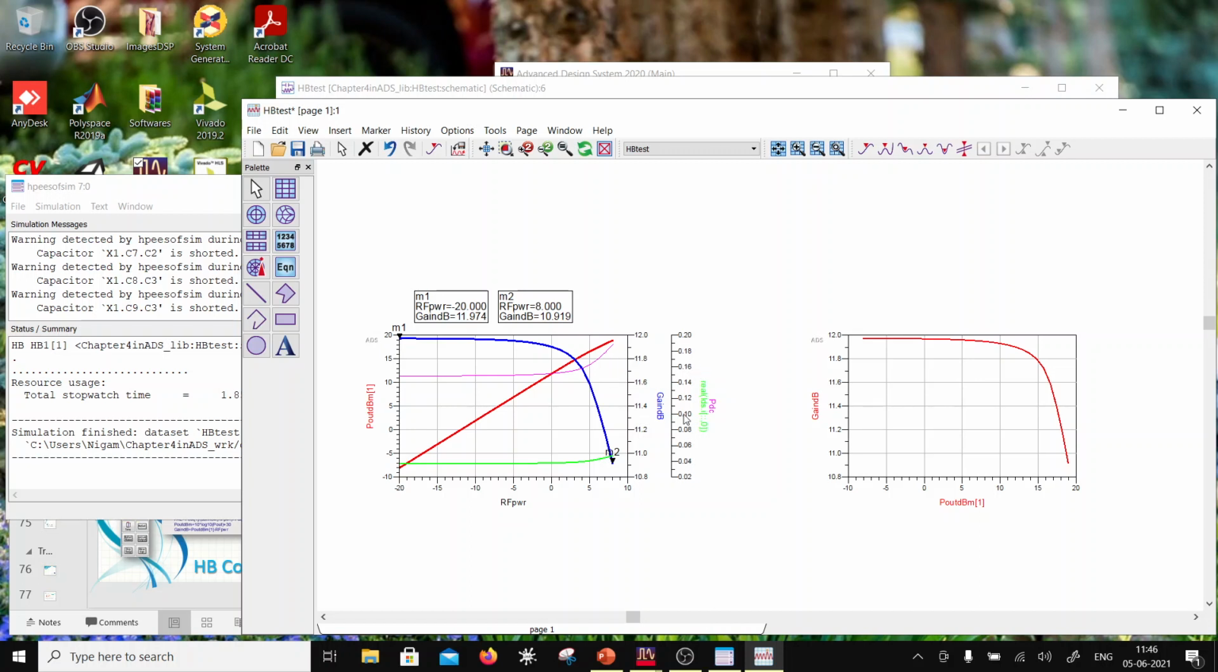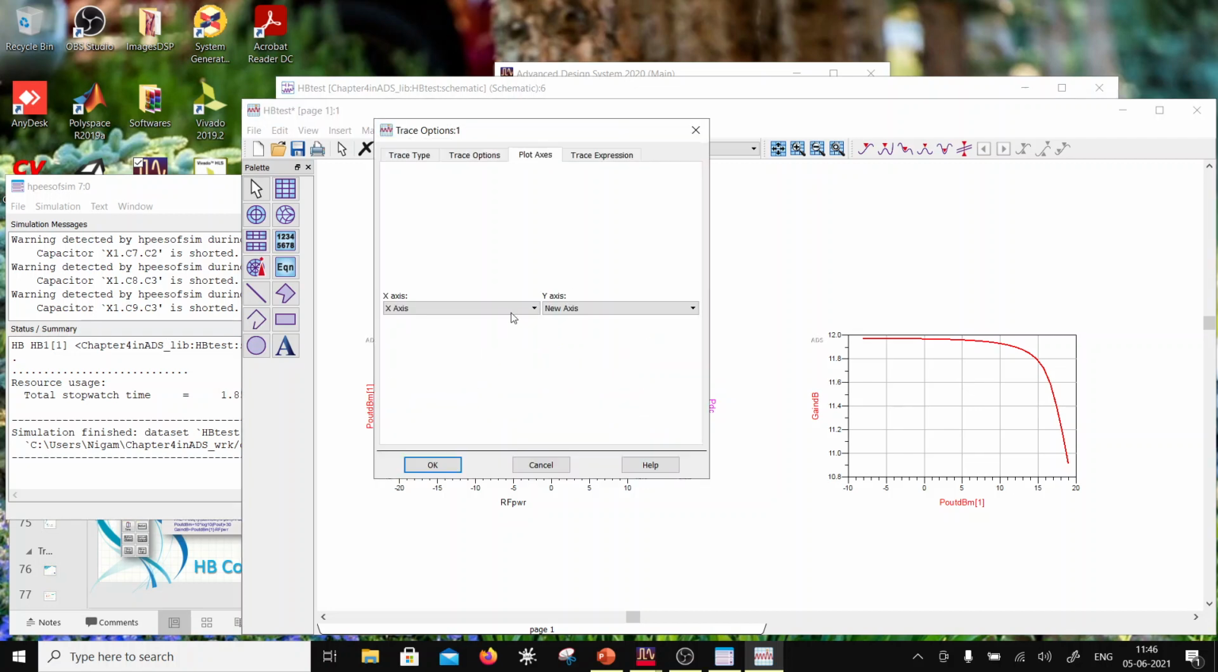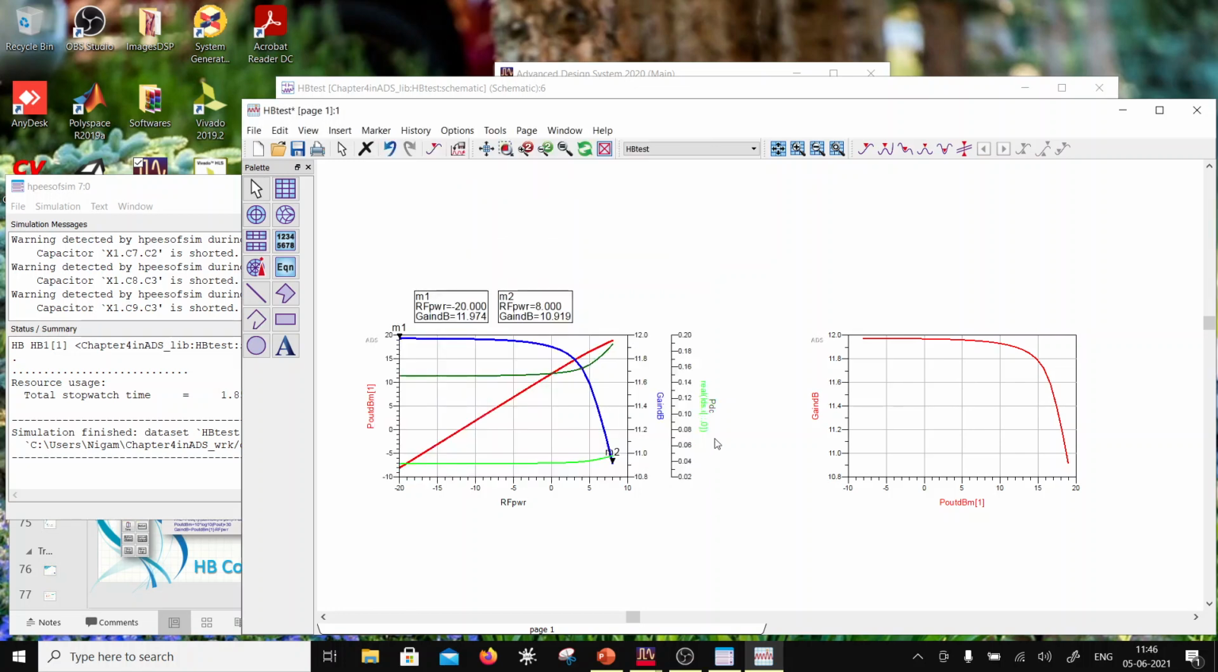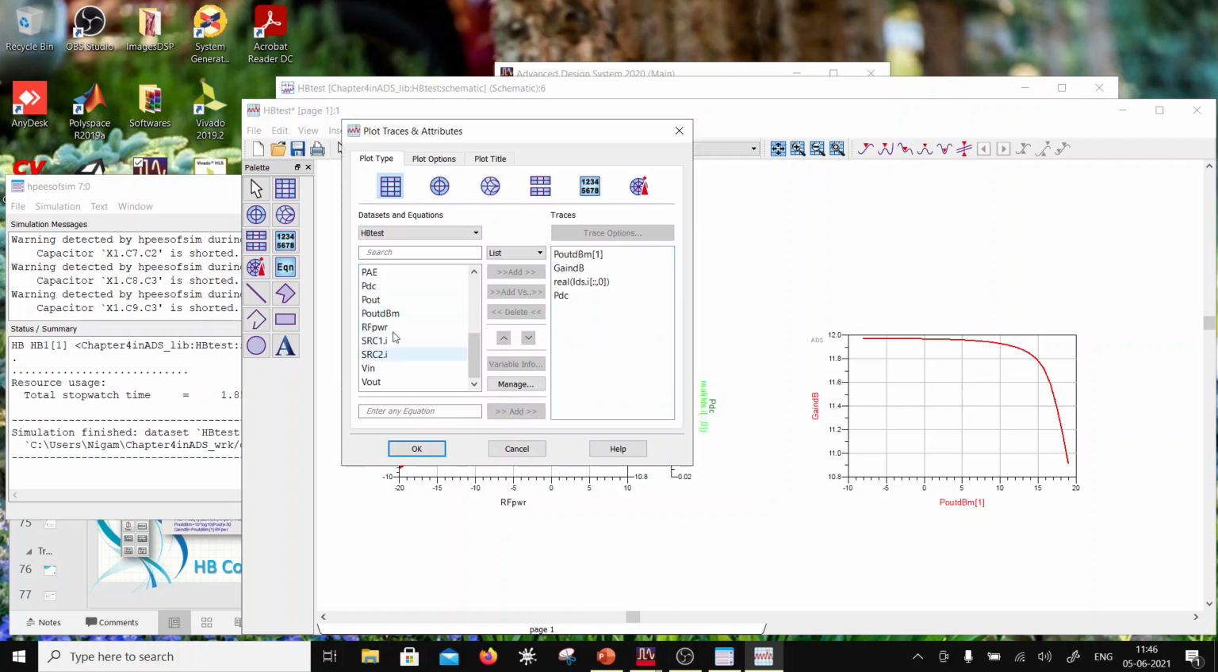Okay, so this answer is in milliwatts, right? Or in watts, right? So this answer is in watts. So over here I have 180 milliwatts. 188 milliwatts. And I'm delivering. So what's wrong with P out at this point? So let's look at P out also.